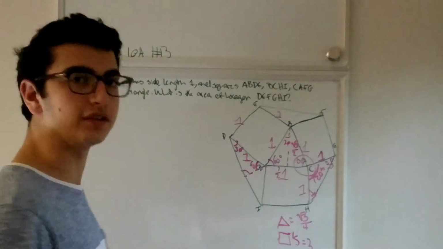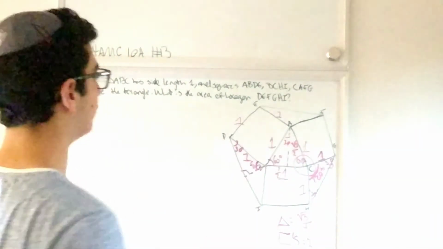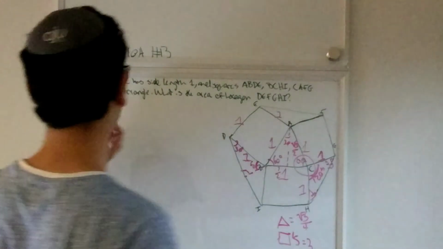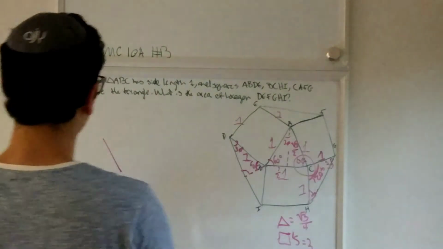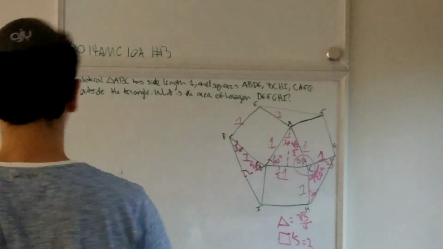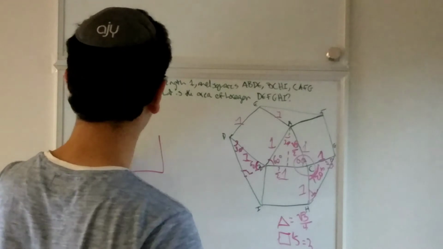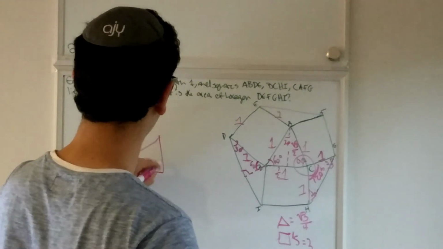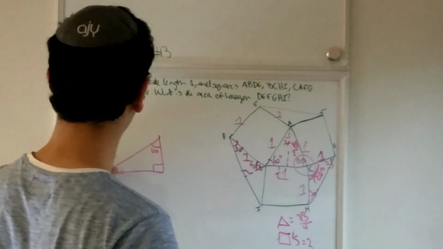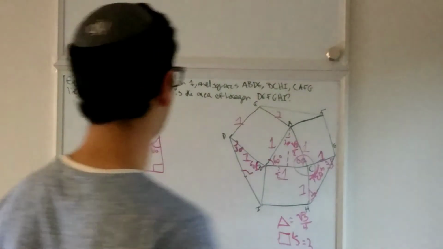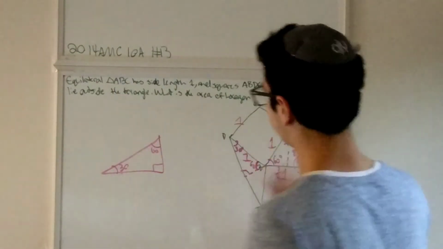We have another 30, 60, 90 triangle. We found the area of one over here. We can find the area of one over here. So I'm just going to redraw it the proper way. Normally you see it like this, where you have 60 right over here and 30 right over here. Now this time, we know that this hypotenuse is 1.